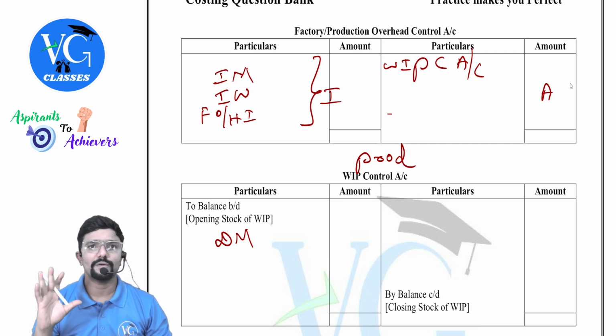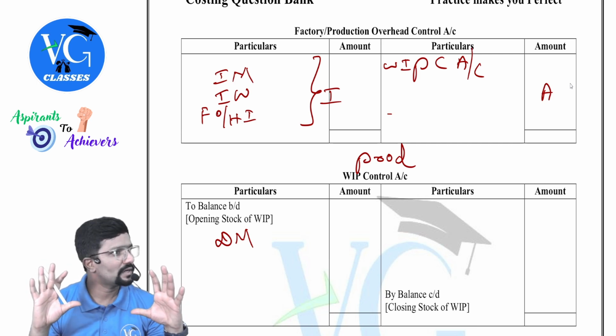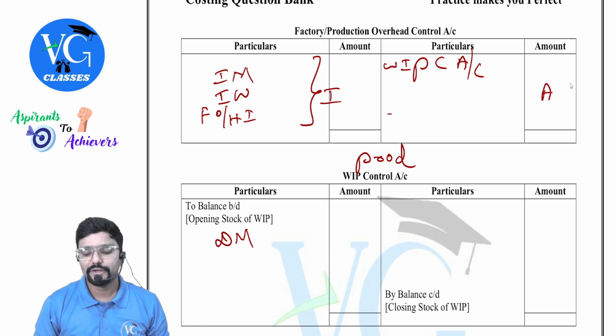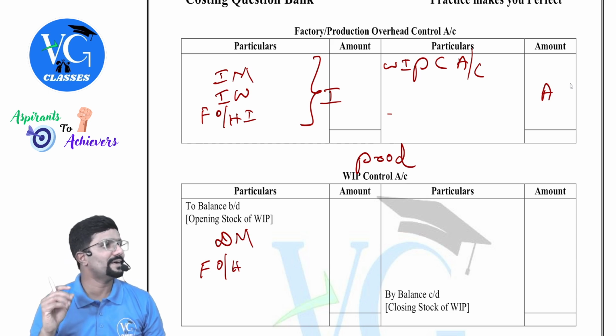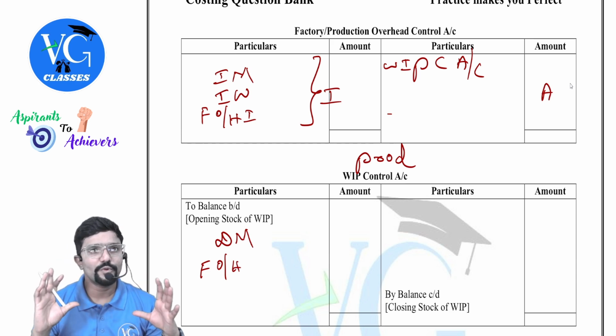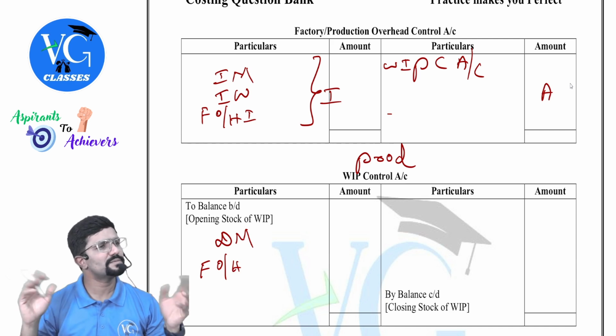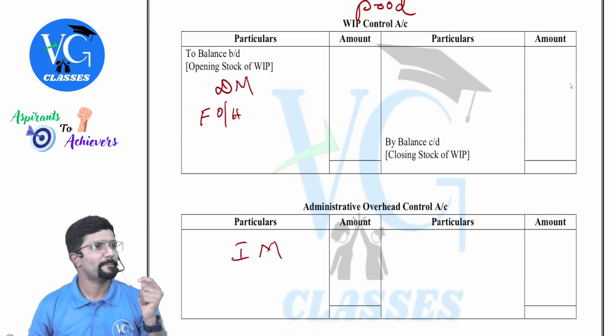WIP control account. Any doubt in this? Clear? Yes, sir. So it will go to WIP control account. Here also factory overhead observed. Factory overhead observed. Hope you understood. Yes. Sir, what if there is a difference between incurred and observed? We will discuss later. Okay.